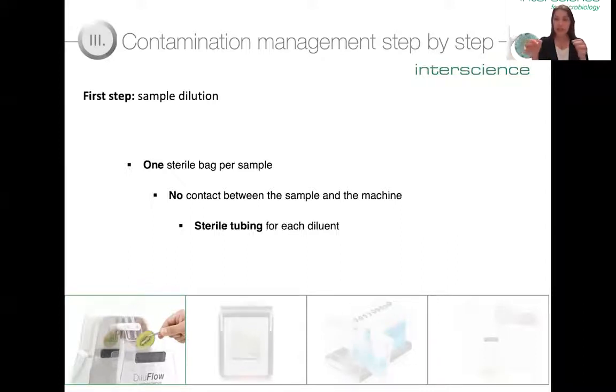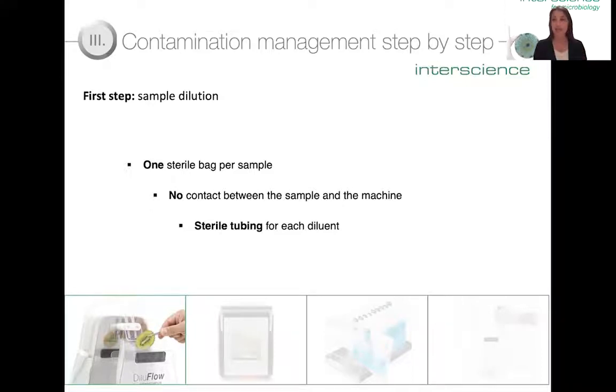So you slide your bag into the gravimetric diluter. And here, what you want to look out for is that there is absolutely no contact between the sample and the machine. This is really important because you don't want to contaminate your machine with some of the bacteria that is on your first sample. And if there happens to be contact between the machine and the next sample, then you'll have cross-contamination.